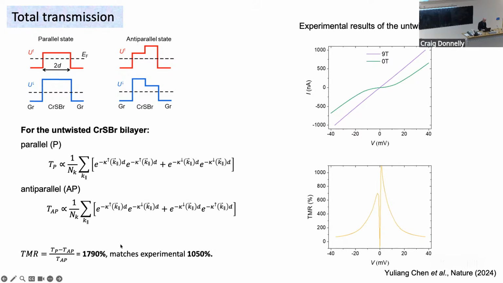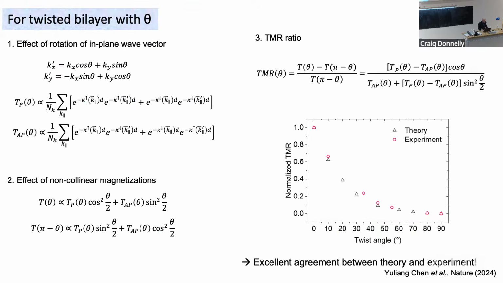And you see, the group at Nebraska calculates a tunneling magnetoresistance of 1800%. And we actually match that. We get 1000%. So we think that's pretty good agreement. This is very nice. We think this is a pretty good result. But even more interesting, that was for a bilayer with no twist. Now we have a twisted bilayer, and we change the angle.